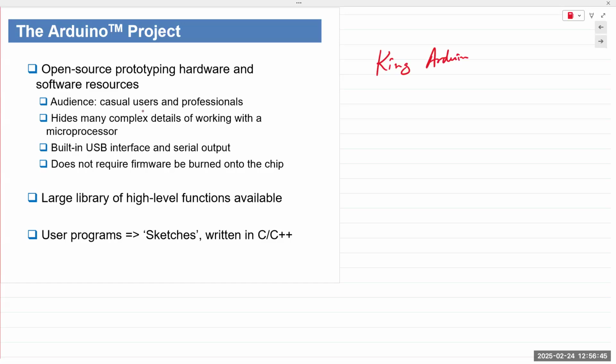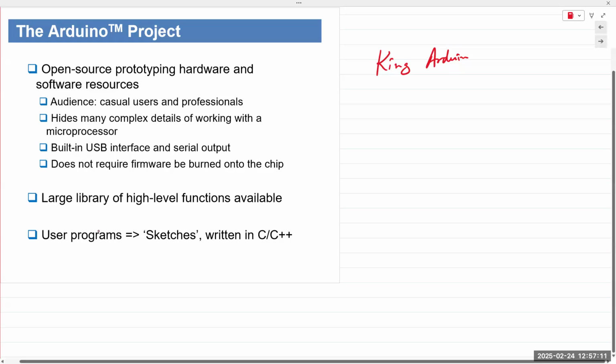So it hides many of the complex details of working with a microprocessor. It has some built-in memory. It has built-in I/O ports. It can interface a wide variety of sensors. You can buy these kits that are ready-made, and it incorporates many of the sensors. For about $50, you can get like 50 different projects.